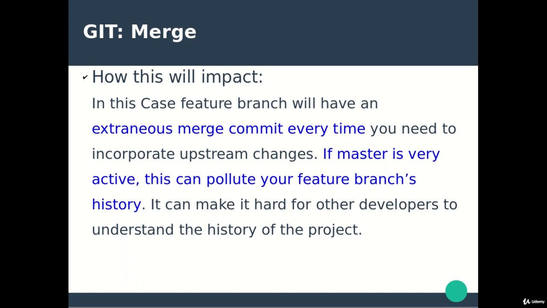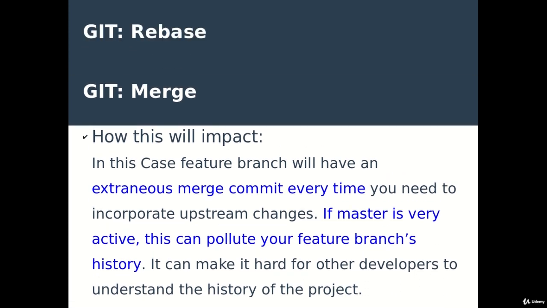I'm not saying that merge is not appropriate with Git, right? This is just a case which we are discussing. This is just a difference which we are discussing between merge and rebase. Although most of the people prefer merge and most of the people prefer rebase, it all depends on your requirements, and we will further discuss in which case merge is preferable and in which case rebase is preferable. First, let's try to understand rebase.